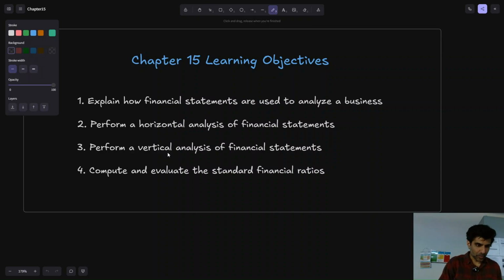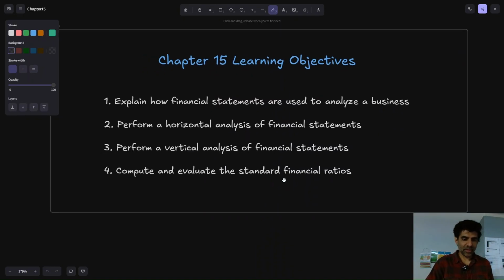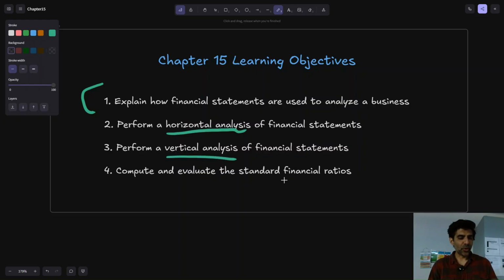Okay. But we're going to learn, because even if you have a small business or whatever, there's some level of financial statement analysis that you should be comfortable with. Okay. So we'll explain how financial statements are used to analyze a business. Horizontal and vertical analysis are ways that you can basically take the raw data from the financial statements and convert it into a more interpretable form. Okay, so we'll talk about these two, and then the ratios.